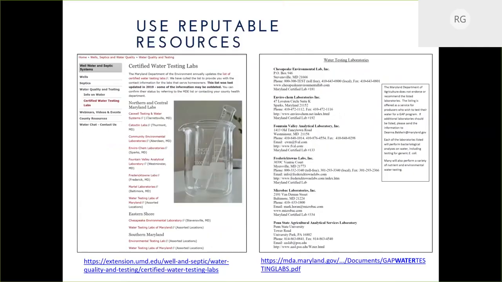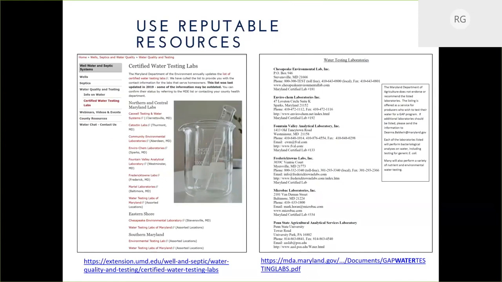And it's really important to use reputable sources and resources. When you are getting your water tested, you want to make sure that you're getting it tested at a certified lab. That means a lab that has done the training and certification so that you know that they're using the appropriate methods and standards. You can get lists of certified labs through Extension.